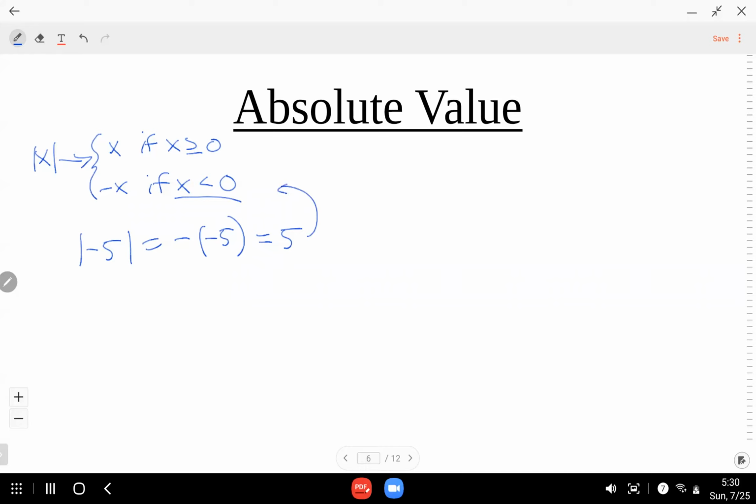And then let's do another example. What does this equal? The absolute value of just +5. And this states that it will just equal x if x is greater than or equal to 0. So this just equals 5 as well. So that is the definition of absolute value.